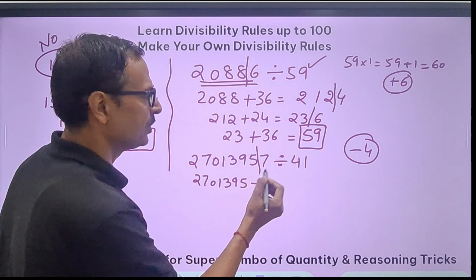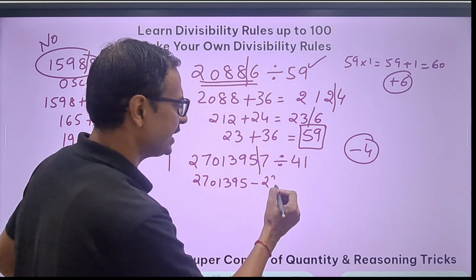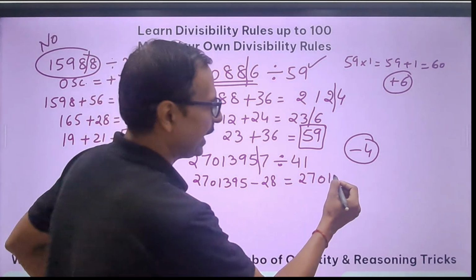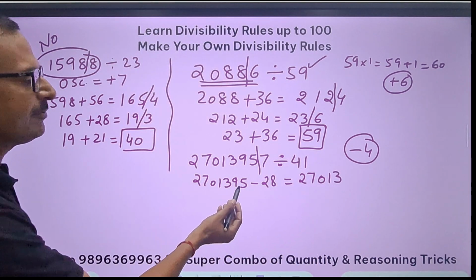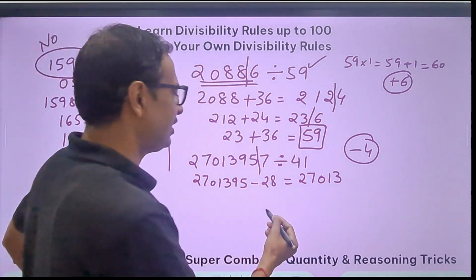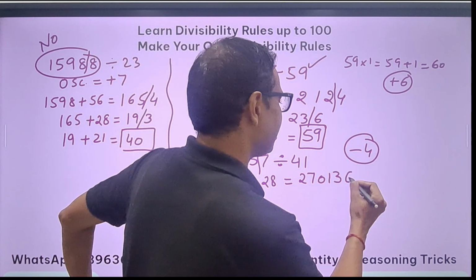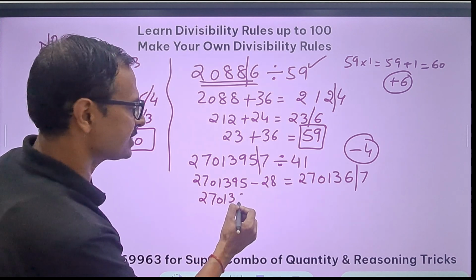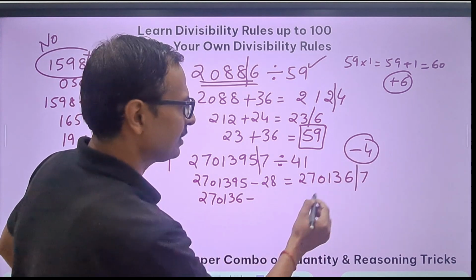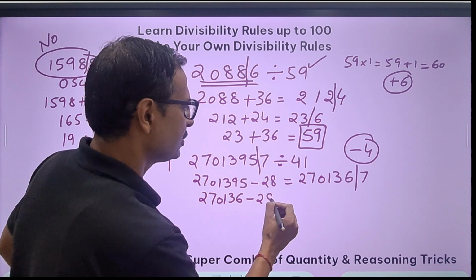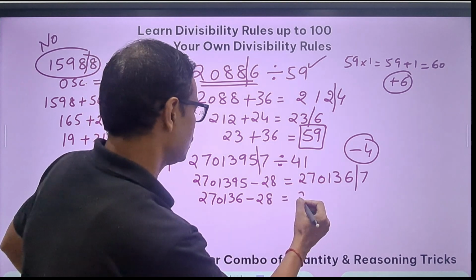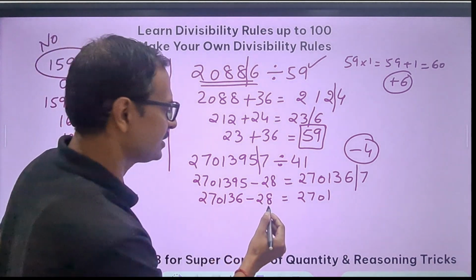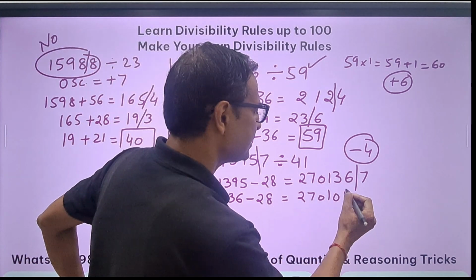2701395 minus 4 times 5 is 20... So that is 28. So you should be really quick in adding and subtracting numbers. So 95 minus 28, 67. Yes. So 67. Separate out 270136 minus 4 times 7, 28 again. So we have 2701 and 36 minus 28 is 8. So 08. Separate out.